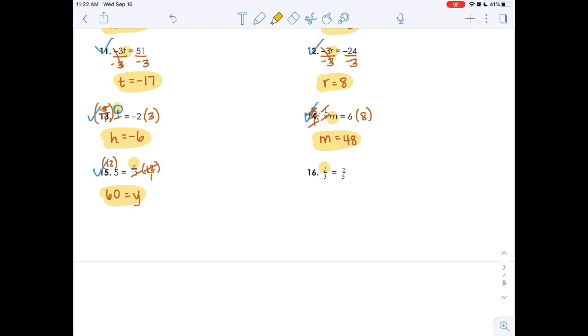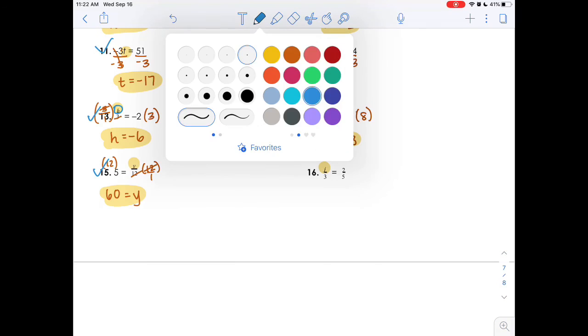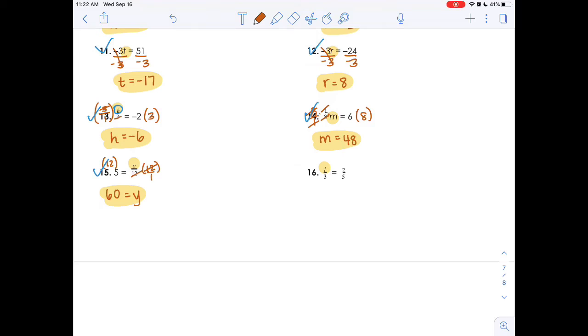Finally, I have j divided by 3 equals 2 over 5, or 2/5. Even though this is set equal to a fraction, don't get confused by that. I have j divided by 3. To get rid of the divided by 3, I'm going to multiply by 3. The 3 on top cancels with the 3 on bottom, leaving me with j.